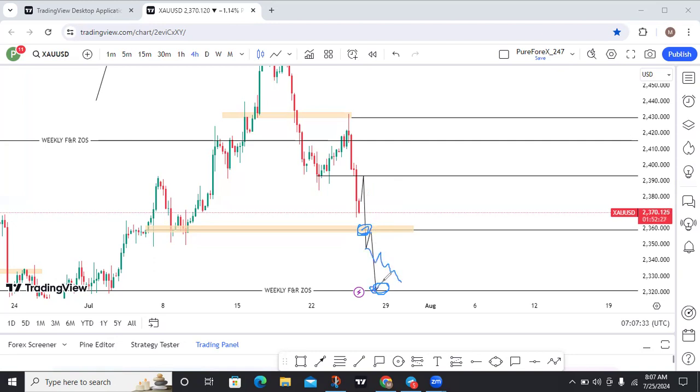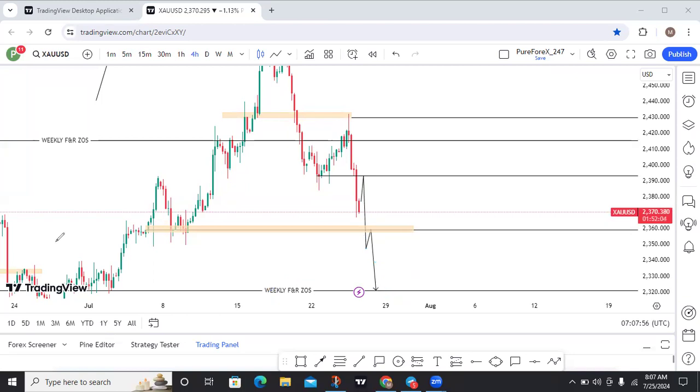If the market gets here, this is the point. This zone is coming from the weekly. If the market comes here and we see a retracement on the H1, we are buying. We don't buy because we see this guy retracing. We buy because we know the zone where this retracement is happening. This is the secret on gold, right?